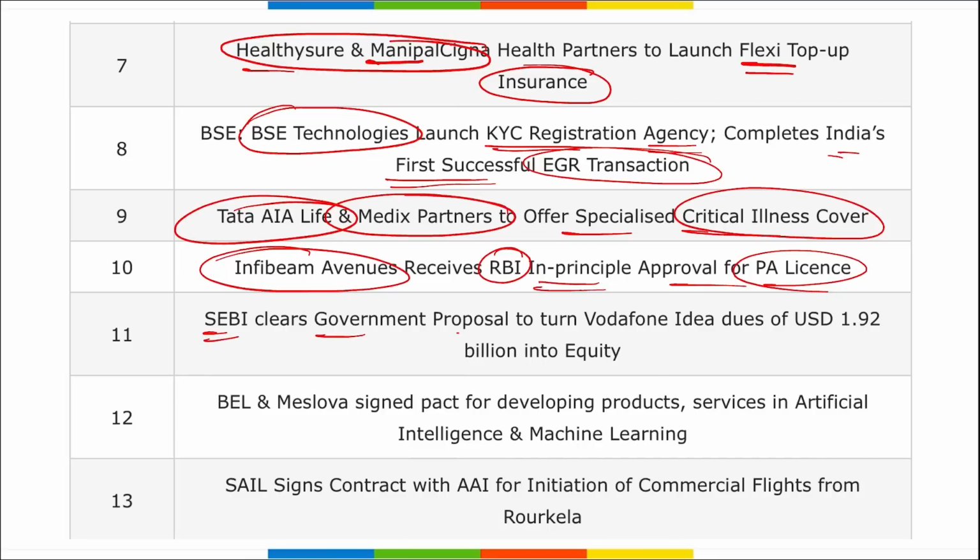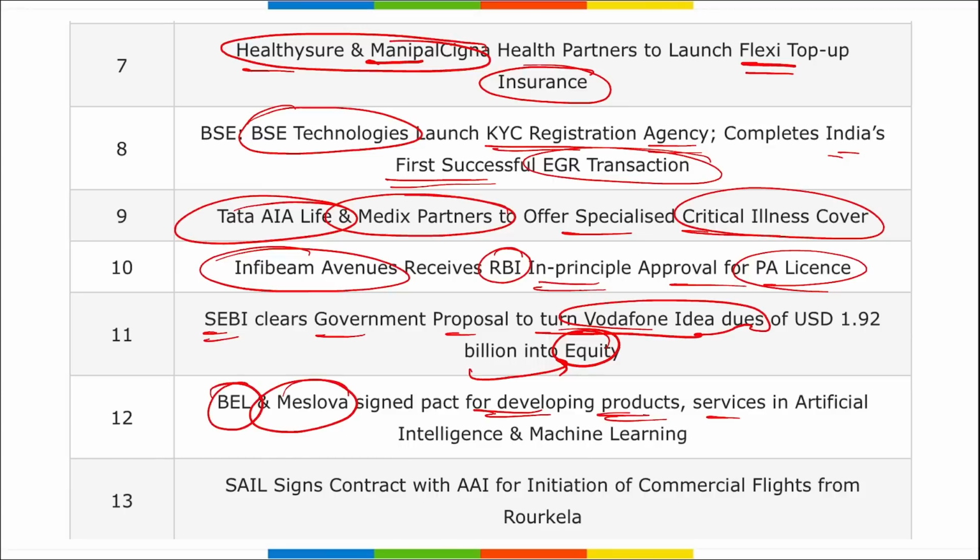SEBI has cleared the government proposal to turn Vodafone India dues into equity. I repeat, SEBI has cleared the government's proposal that will be turning the loan or the due of Vodafone India of 1.92 billion dollar, that is roughly 16,000 crore rupees, into equity. Then BEL and Melsova have signed a pact for developing product services in artificial intelligence and machine learning.